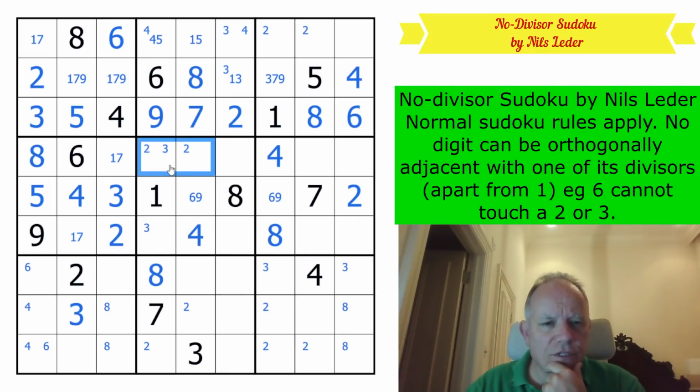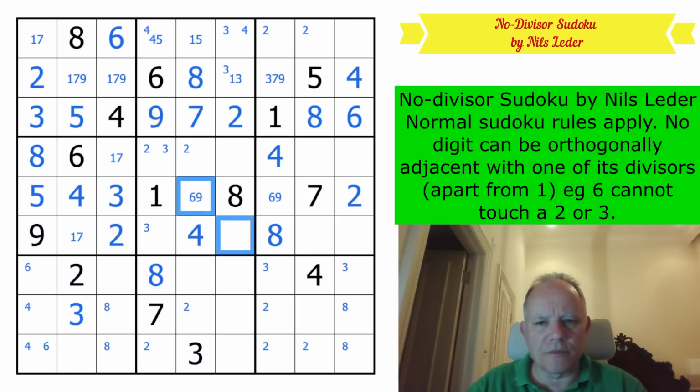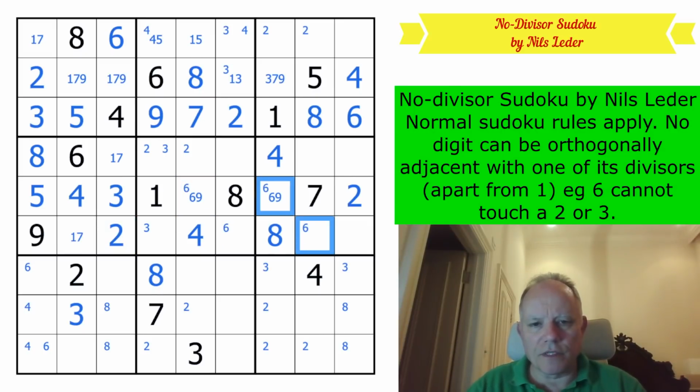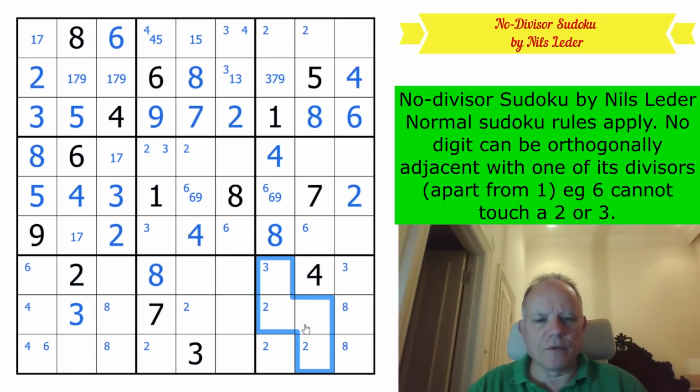1, 8, 4, 2, 3. So 6. 6 can't be here next to a 2. So 6 is in one of those two. Same here. So it's in one of those two. 6 can't be there. It also can't be here because we said it would be next to a 2. But I think that leaves all of these.